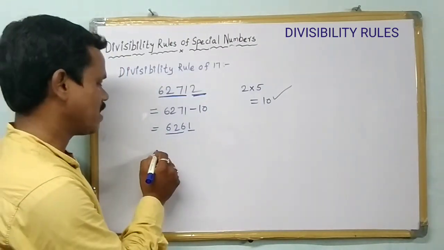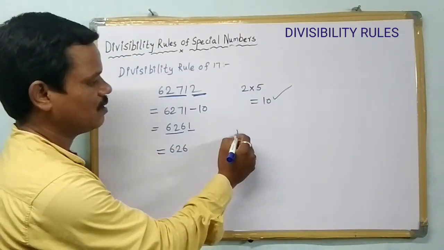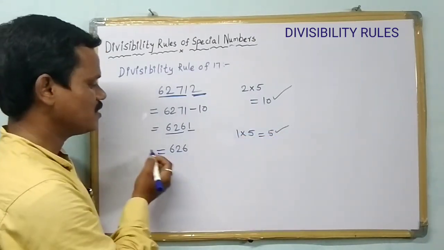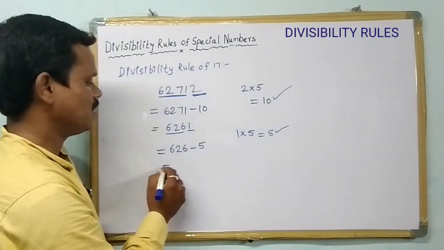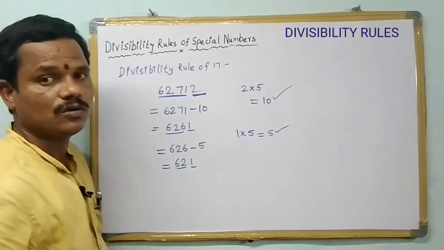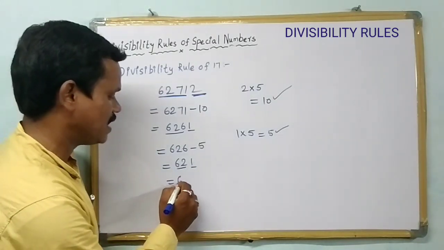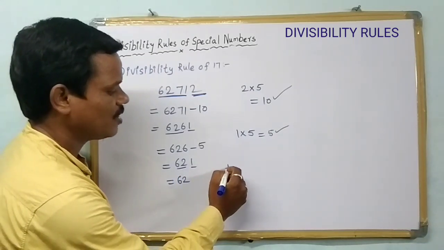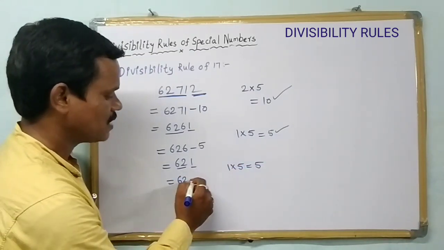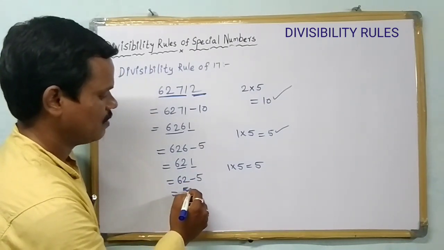Now write the second part as it is, 626. Now multiply the first part by 5, means 5. Subtract this 5 from the second part, minus 5. What is the result value? 621. Now again take this into 2 parts. One is one part, remaining is second part. Write the second part as it is, multiplying the first part by 5. 5 only. Subtract 5 from the second part. 62 minus 5, 57.